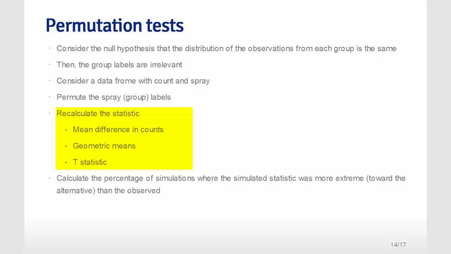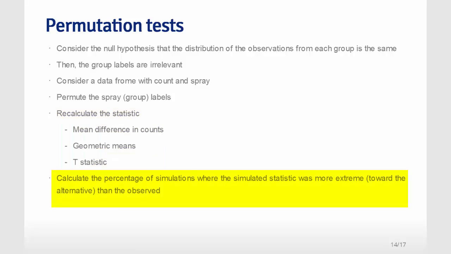To calculate a p-value, you simply want to calculate the percentage of simulations where the simulated statistic was more extreme in the favor of the alternative than the observed. So more extreme in the difference of means settings would be having a greater difference in the means towards the direction of the alternative. This will yield a permutation-based p-value.